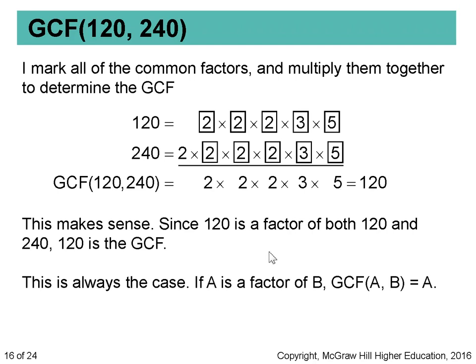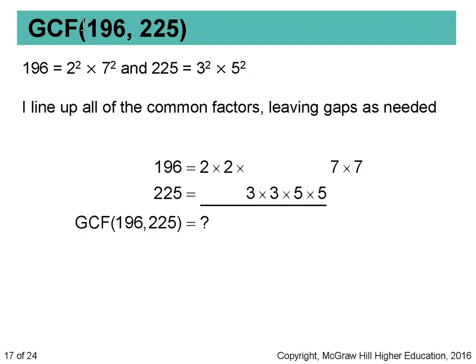That actually makes sense. 120 is a factor of 120. 120 is a factor of 240. You can't have a larger factor of 120, so that automatically makes 120 the greatest common factor of both 120 and 240. This is always the case. If you have a number A that's a factor of another number B, then the greatest common factor of those two numbers is A, the smaller number. Now let's look at 126 and 225.